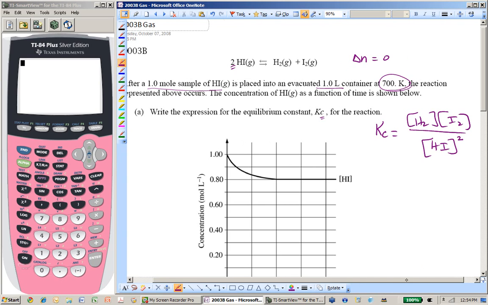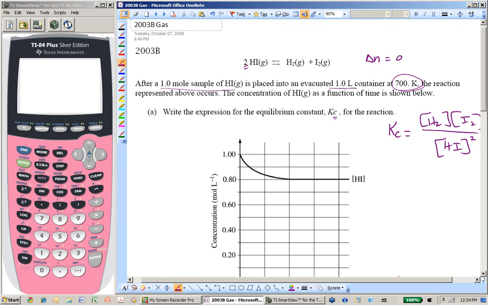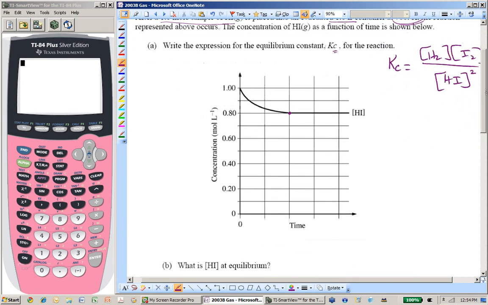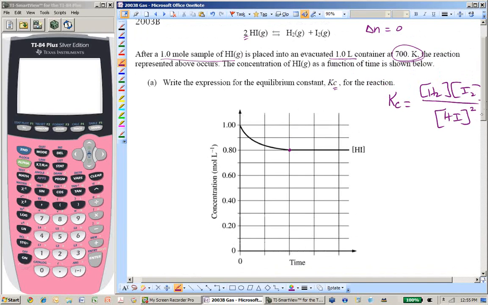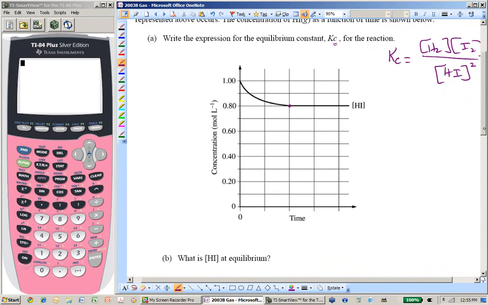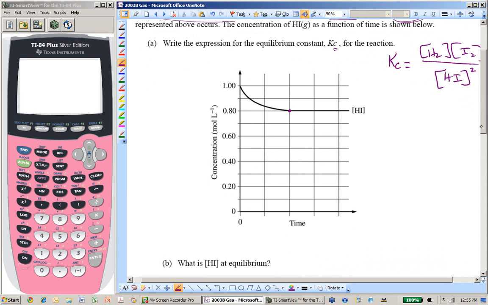All right, so as we look at this graph, just again from a multiple choice point of view, right there is the time at which equilibrium occurs, right when that flat line happens. That's when the rate of the forward is equal to the rate of the reverse. So they have given us essentially the rate of the forward. And part B says, what is the concentration of HI at equilibrium? Well, read the graph. Wow, that's an easy question. The concentration of HI is equal to 0.80 molar, taken directly off the graph.